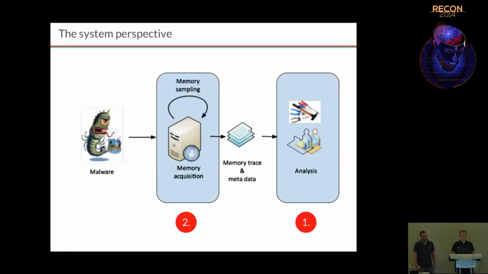Good. So let's have a look at the systems perspective of our tool. It's a dynamic analysis system, so we have a piece of malware, you get it onto an analysis machine, let it run there for whatever time, a couple of minutes. This machine has a component which does this whole memory sampling, and then it outputs the memory trace, which is this collection of memory snapshots. We move these memory snapshots over to another system where the analysis tools reside and do the analysis. And in a nutshell, the system is made of two components, the acquisition component and the analysis component.